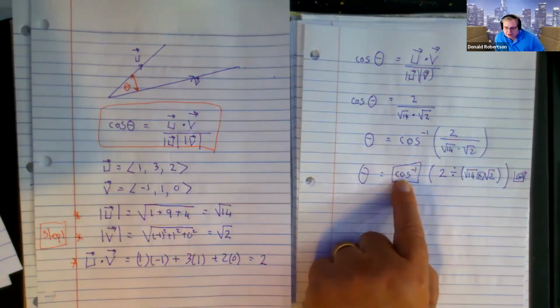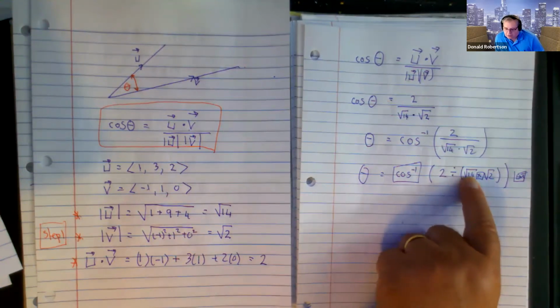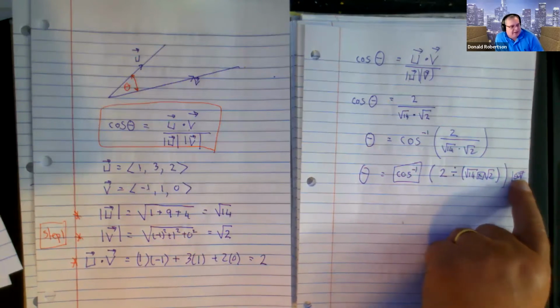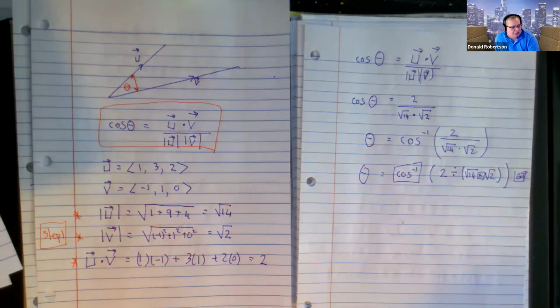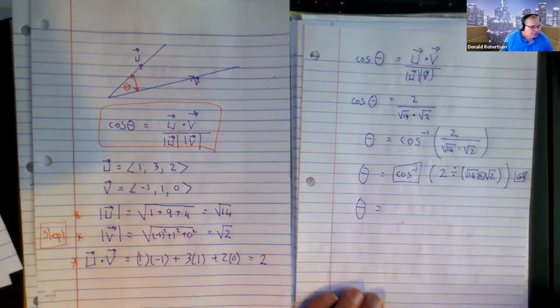So inverse cosine, brackets, 2 divided by, bracket, square root of 14 times square root of 2, close bracket, hit enter. Oh good, Calvin, looks like you're doing it for me. What is that missing angle?